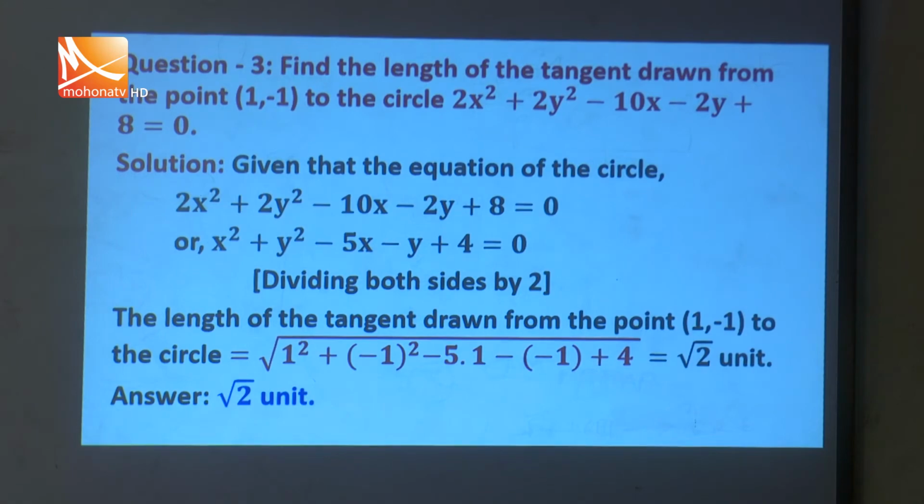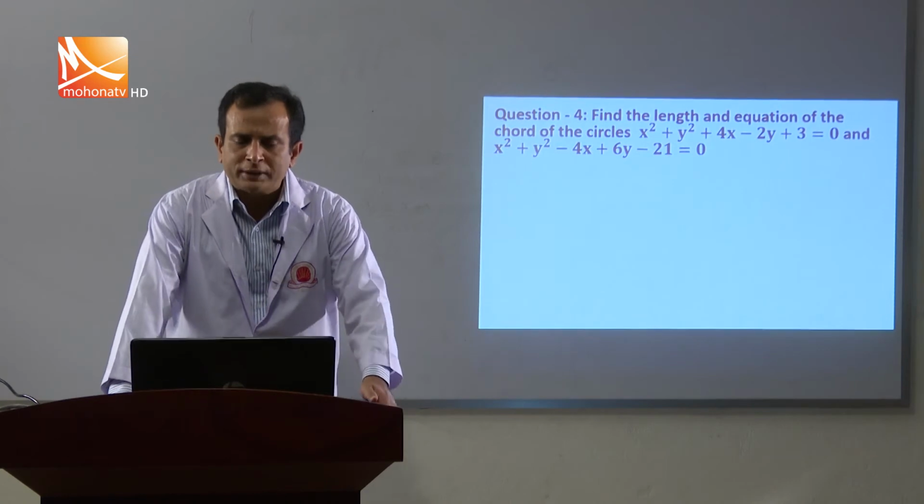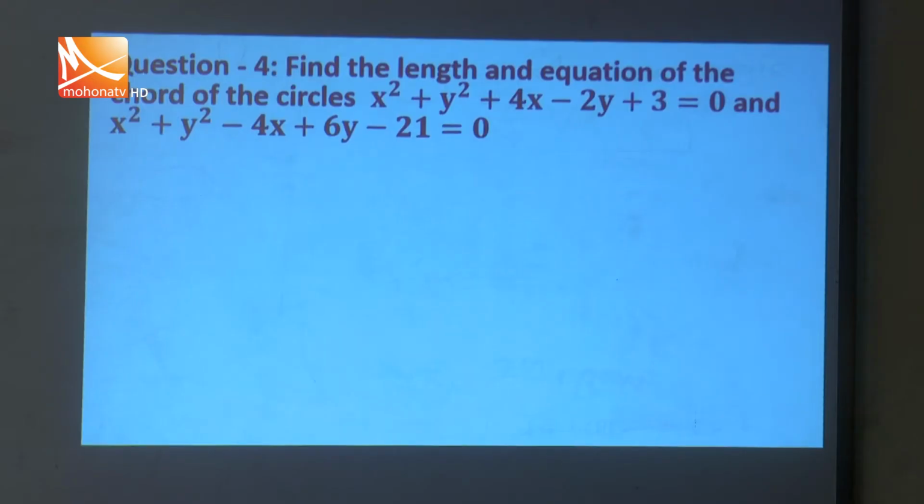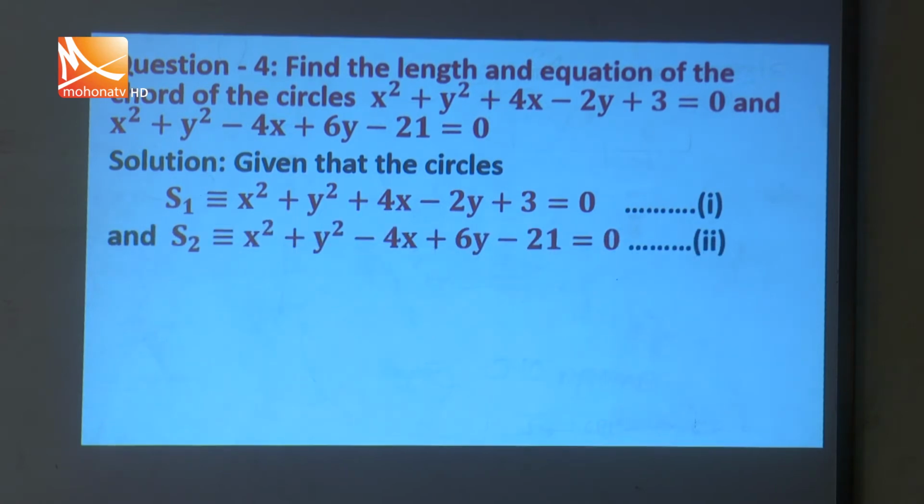Okay, dear students, now we are going to see another problem. Find the length and the equation of the common chord of the circles x² + y² + 4x - 2y + 3 = 0 and x² + y² - 4x + 6y - 21 = 0. Given the equations of the circles, we consider the first equation as S1 and the second as S2. That's why we have written S1 = x² + y² + 4x - 2y + 3 = 0 and S2 = x² + y² - 4x + 6y - 21 = 0.